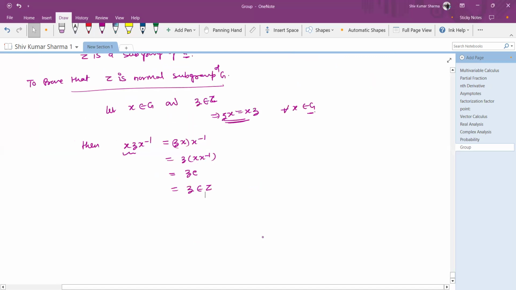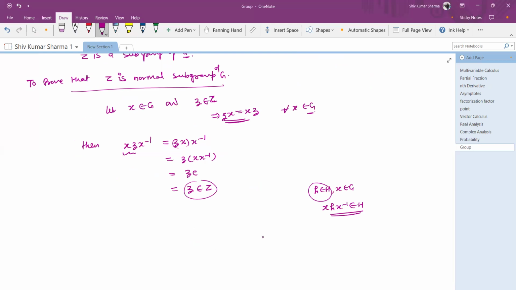So that means we can say that if h belongs to H and x belongs to G, and xhx inverse belongs to H, then H is said to be a normal subgroup of G. So here we see that small z belongs to Z and xzx inverse also belongs to Z. So we can say that Z is a normal subgroup of G.